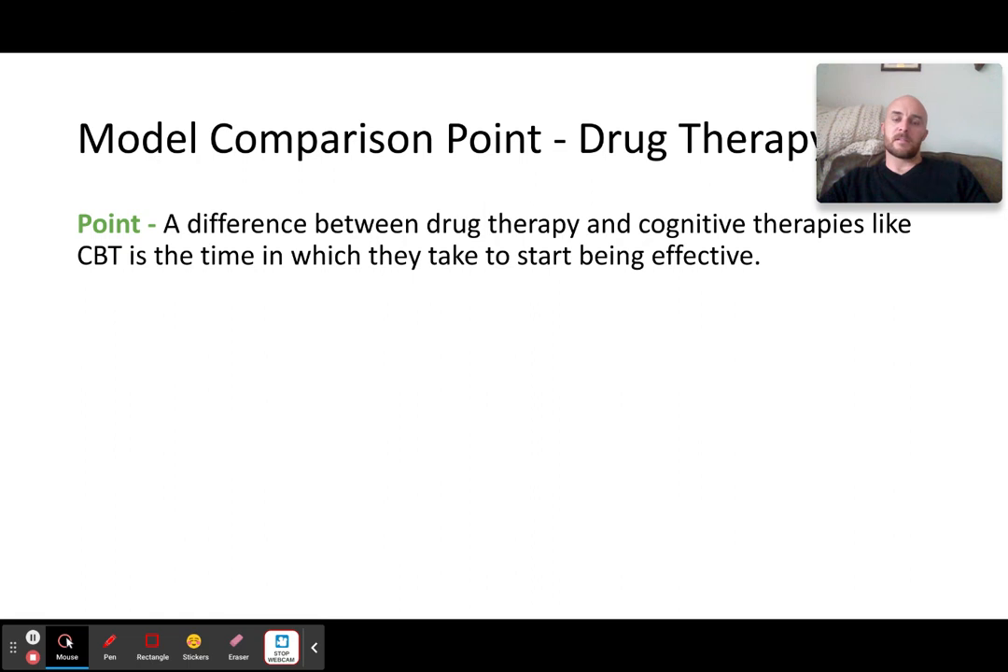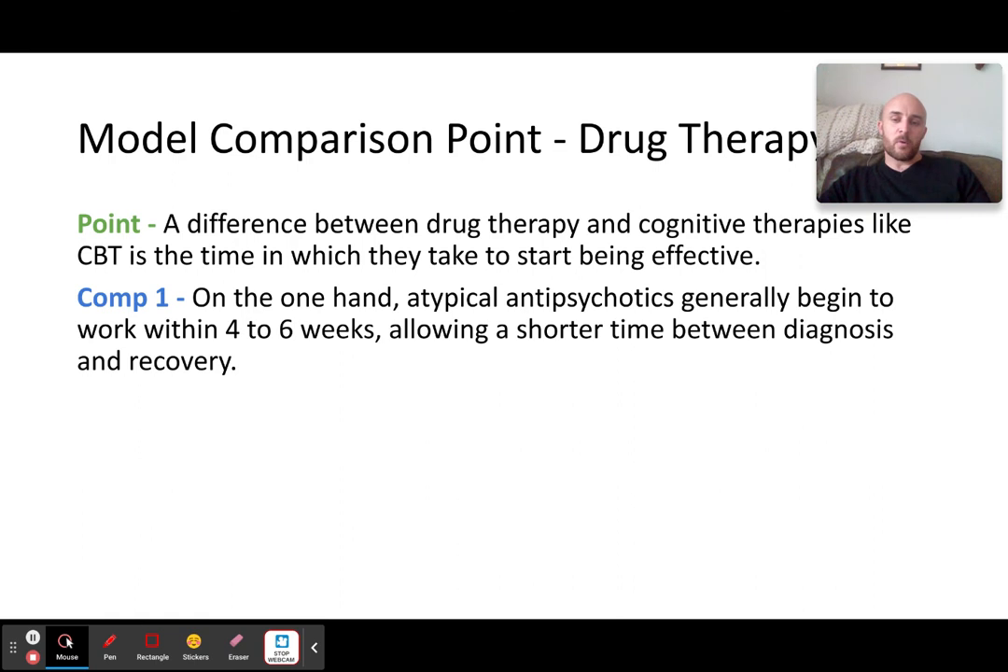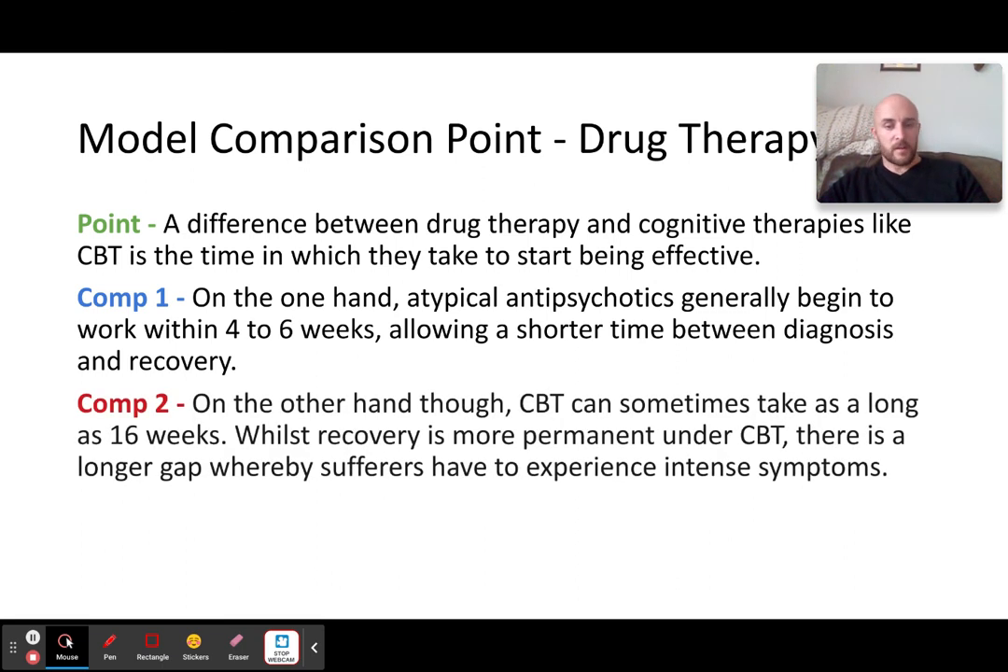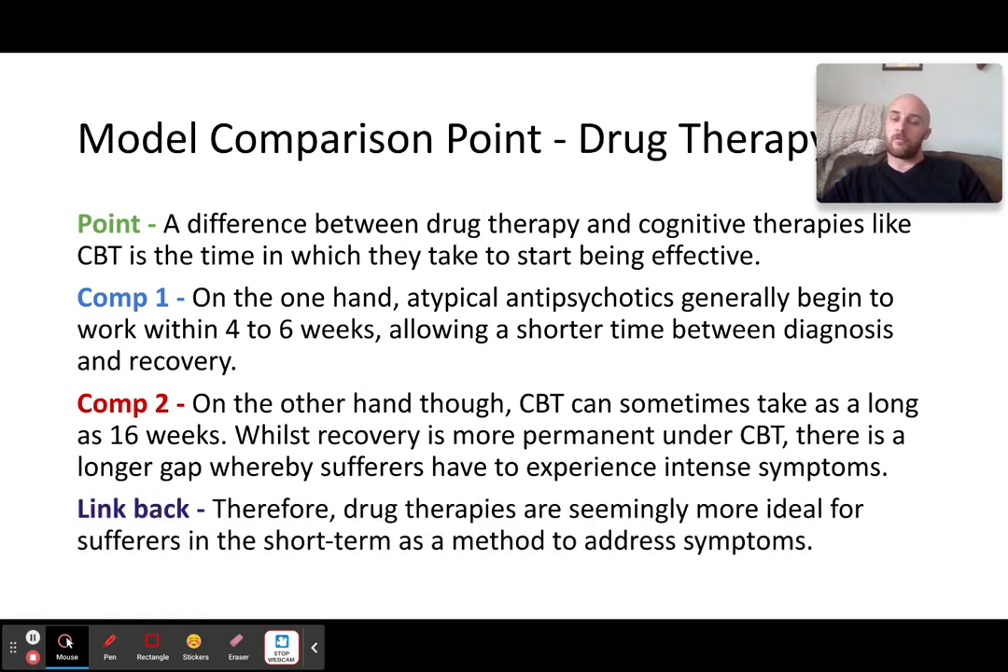So I'm going to start it by saying, on the one hand, ready, wait for it. On the one hand, atypical antipsychotics generally begin to work within 4 to 6 weeks, allowing for a shorter time period between diagnosis and recovery. Now I need to give the evidence for CBT. Well, on the other hand, CBT can sometimes take as long as 16 weeks. Whilst recovery is more permanent under CBT, there is a longer gap whereby sufferers have to experience intense symptoms. Therefore, drug therapies seem to be more ideal in the short term to address symptoms.